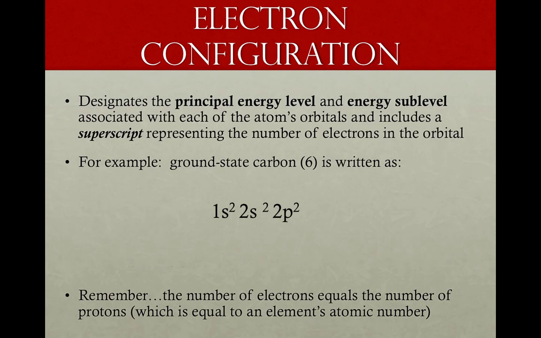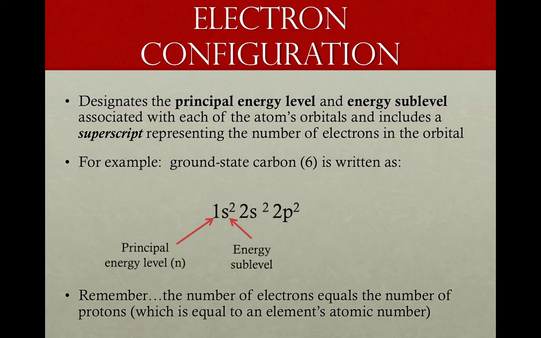There's a couple of parts to the electron configuration. First is called the principal energy level, which is right here. It's the big number written in front. This tells you the amount of energy that the orbital contains. It also tells you the size. So the difference between a 1s orbital and a 2s orbital is that the 2s is bigger.